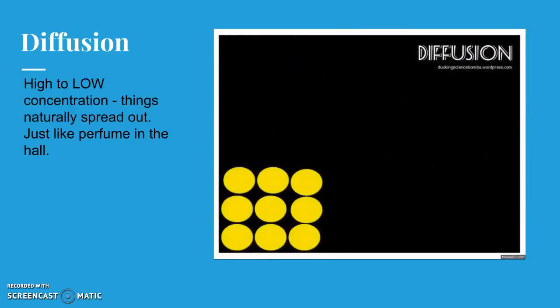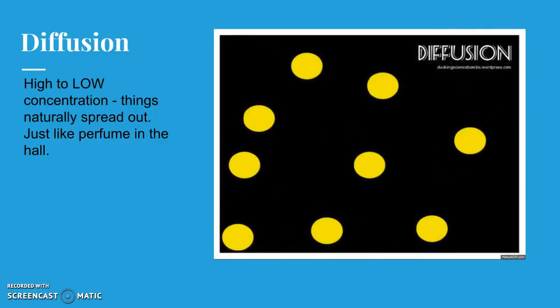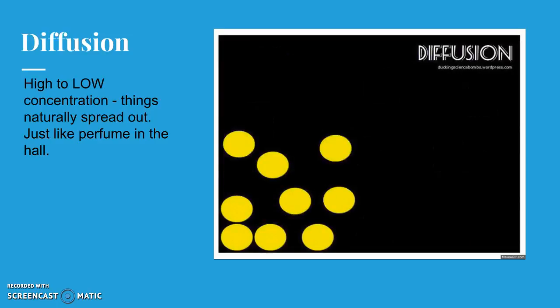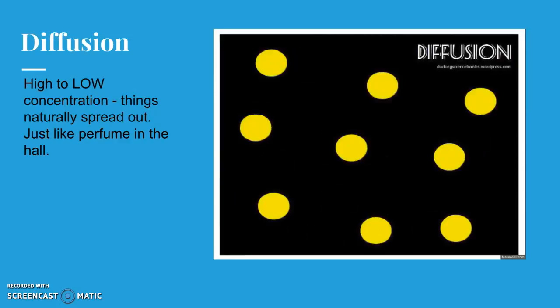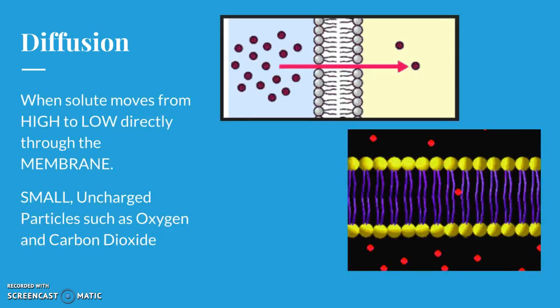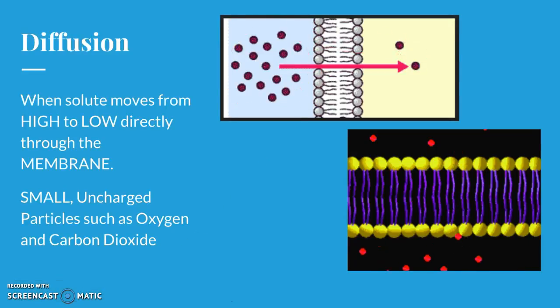Now, normally diffusion is just going from high to low concentration, and this is natural. Things just naturally spread out, just like in this image, or when someone sprays way too much perfume in the hallway, it just spreads out and it goes everywhere in the hallway or in the room. In terms of the cell, diffusion happens when we go from high to low through the cell membrane. So those phospholipids, they're not stopping us. We're just squeezing on through.